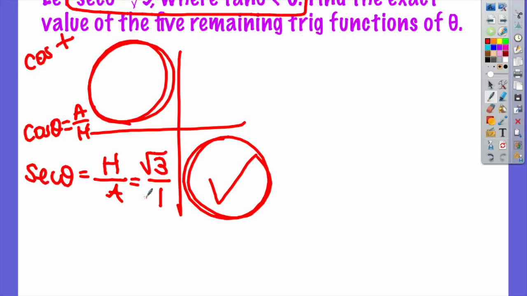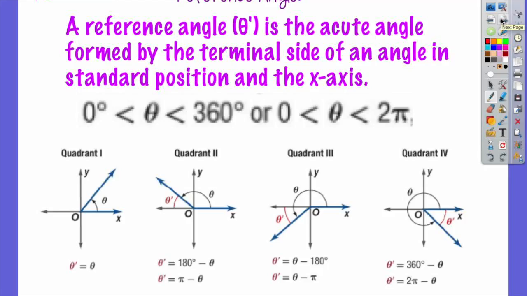All right? Skip over to page 72. Get this down about reference angles. Everything pretty much has been about dropping a perpendicular down to the x-axis. Theta is the angle closest to the x-axis. Well, reference angles are basically acute angles. They're always acute angles formed by the terminal side of an angle in standard position and the x-axis.